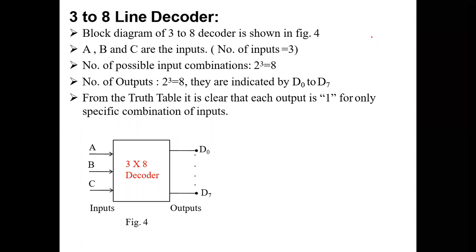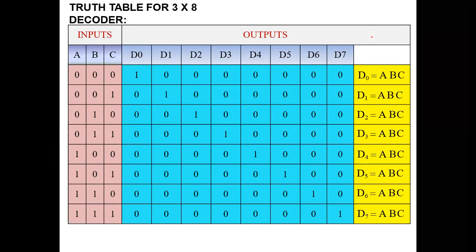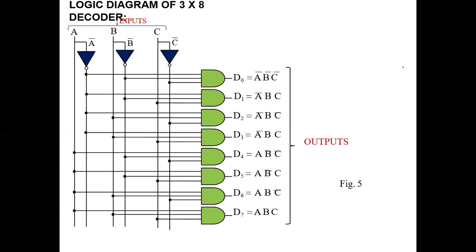So that is the 3 to 8 decoder. For the input 0, 1, 1, the particular output will be 1, and the remaining values will be like this. You can write the outputs like that. If D is enabled, you have to put A bar, B bar and C bar. So this is the logic diagram of the decoder. D0 is equal to A bar, B bar, C bar. Like that we define the outputs.